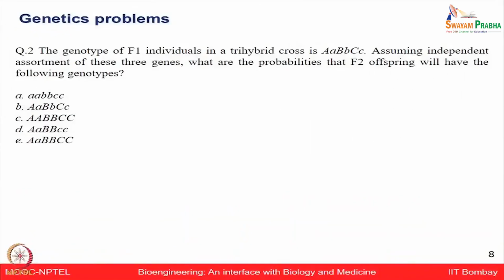The genotype of F1 individuals in a trihybrid cross is capital A small a, capital B small b, capital C small c. Assuming independent assortment of these genes, what are the probabilities that F2 offspring will have the following genotypes?